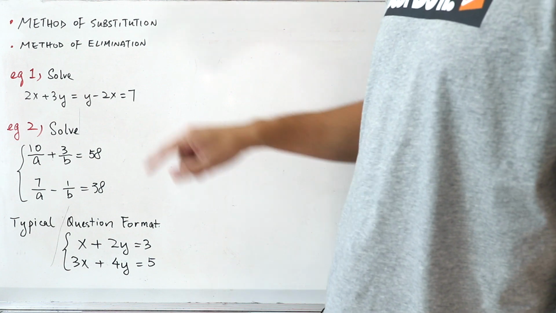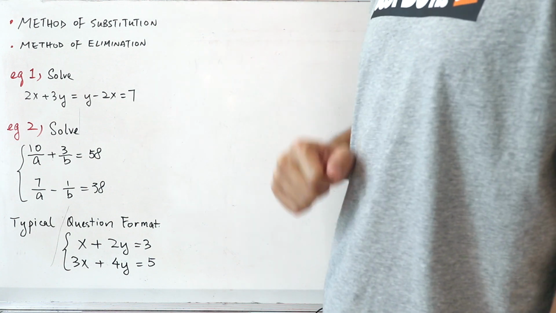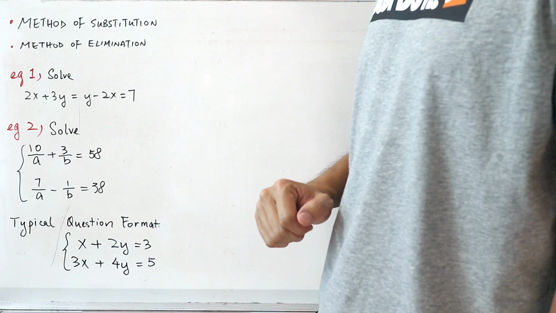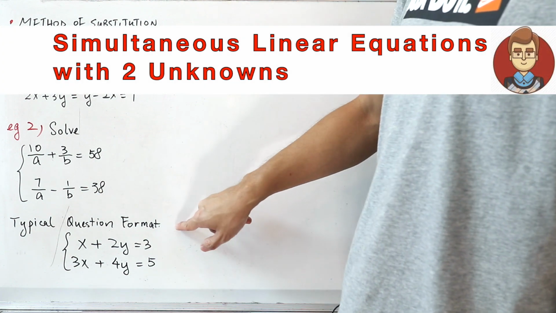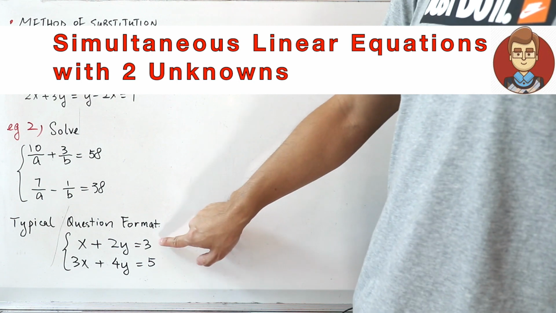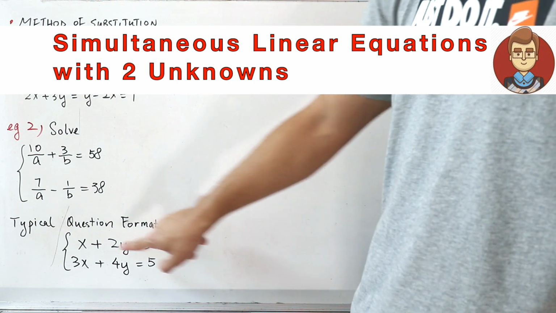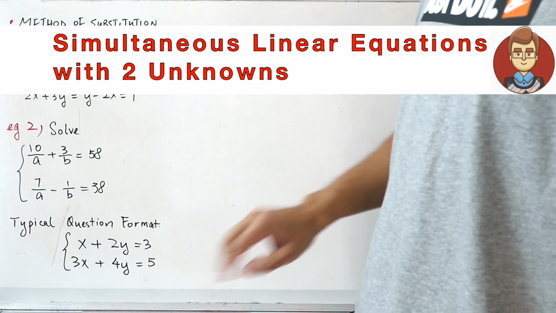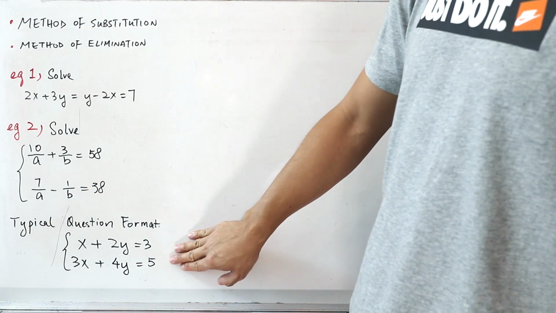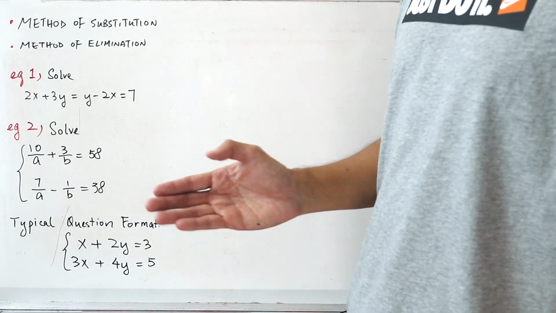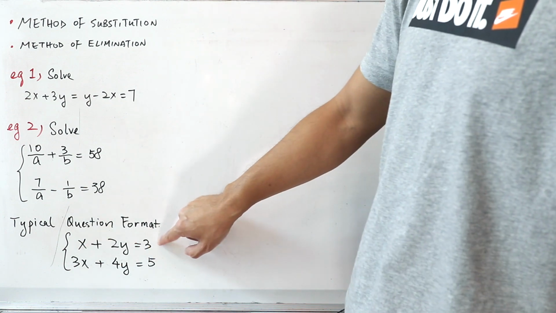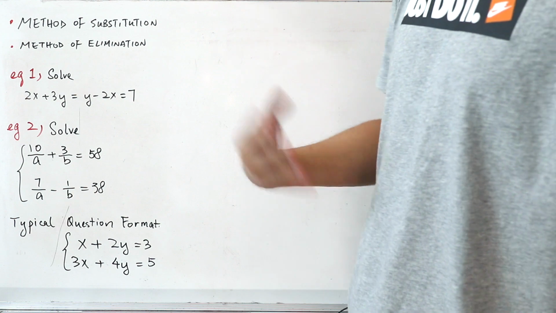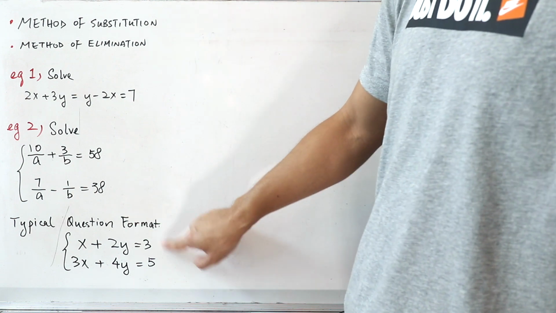In this video, I'll be doing two questions. Both are related to simultaneous linear equations with two unknowns. For questions in this topic, they are usually given in this format. Here, you're given two equations and two unknowns, x and y. So the question will ask you to solve these two equations. The meaning is, the question wants you to find the value of x and y that will satisfy both equations. Okay, that's the meaning of solving these two equations.